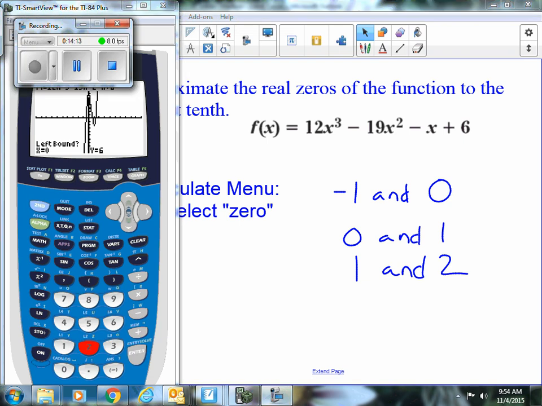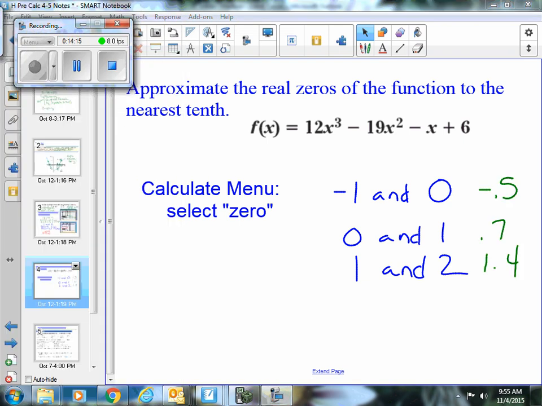So left bound, right bound, guess. All right, so we find the zeros. I got -0.5, +0.7, and +1.4. So we have 3 real zeros. Now, when you looked at those values, I rounded them to the nearest tenth. None of those were terminating decimals or repeating decimals, meaning the decimal stops or repeats. What that tells me is none of them were rational answers.